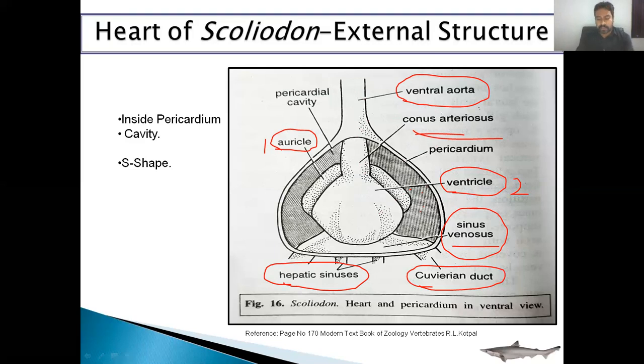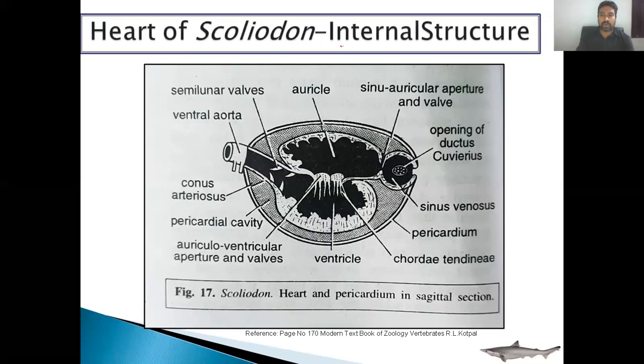If we study the internal structure of the heart of Scoliodon, we can see the sagittal section of this heart, and we can see the letter S shape here. This is the first chamber, called the sinus venosus. The sinus venosus receives venous blood from the hepatic sinuses and ductus cuveri, and opens to the first primary chamber, the auricle. This opening is called the sino-auricular aperture, and a membranous pair of valves is present to prevent the backflow of blood.